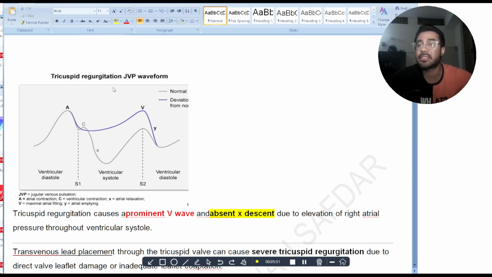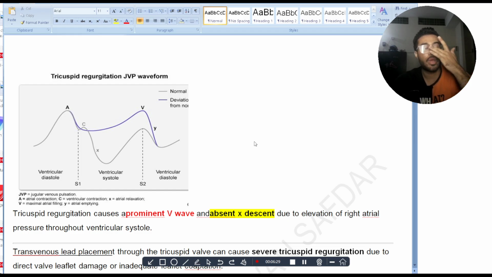Now we're going to discuss the pathologies one by one, and how they cause a change in the JVP waveform. The question is going to come in a way that they show you an altered JVP waveform and ask you what the pathology is, whether it's tricuspid regurg, cardiac tamponade, or complete AV block. So seeing the JVP waveform, you must be able to identify what the pathology is. When it comes to tricuspid regurg, I'm going to explain all the changes that happen here.